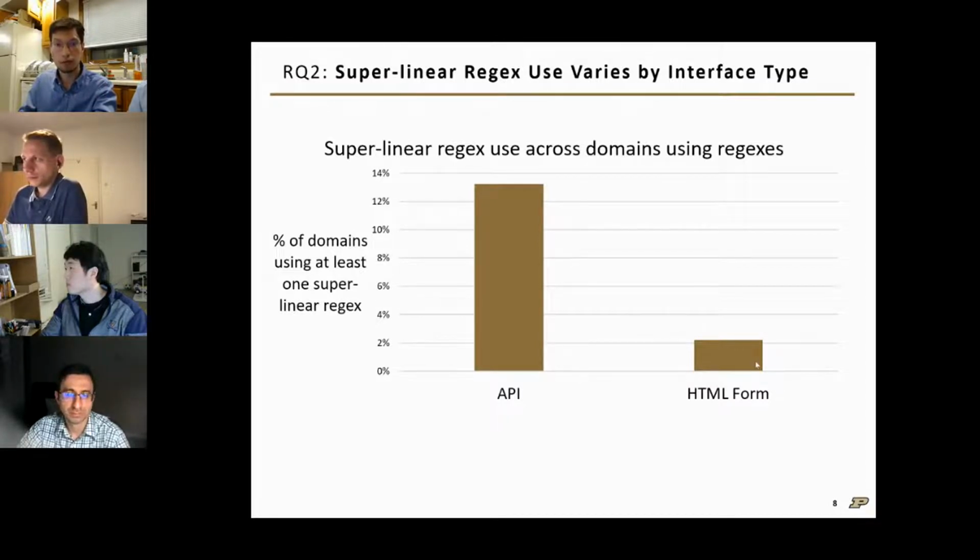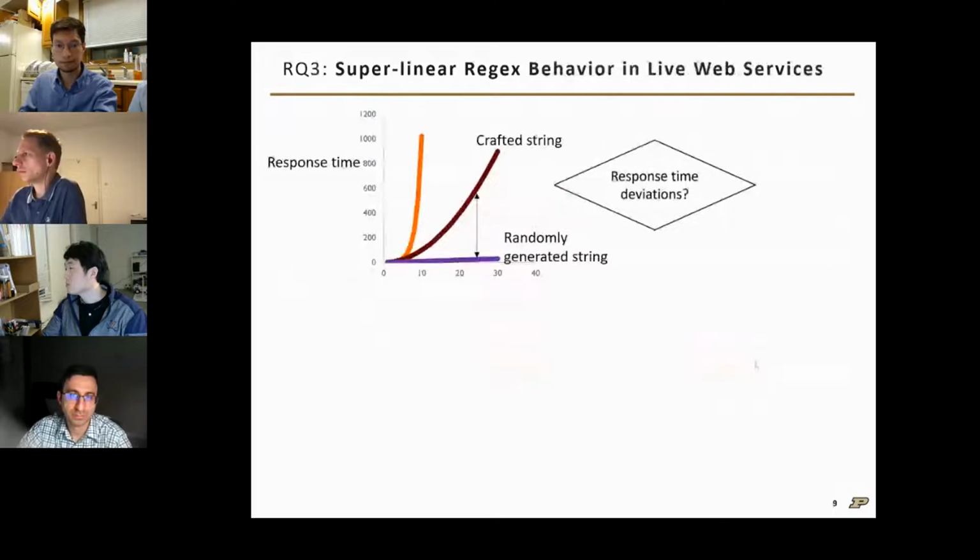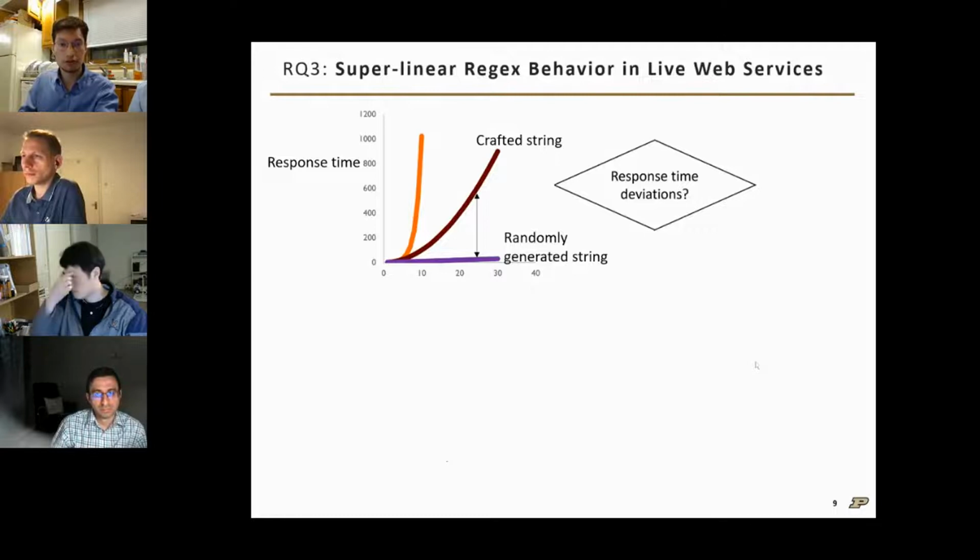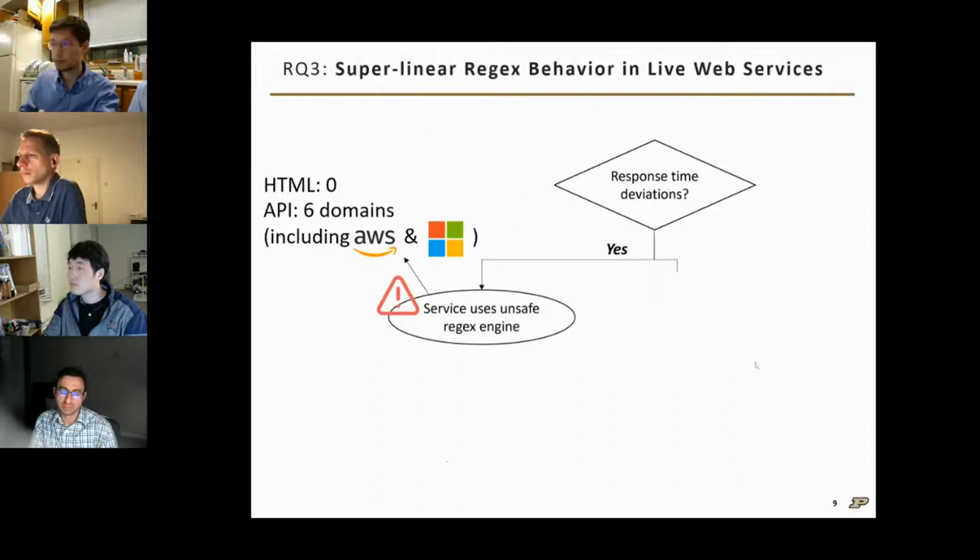Now we run probing experiments on these domains. We probe each service by following Staicu and Pradel's methodology by sending them two types of requests. One type of request includes strings which are expected to trigger the superlinear behavior of the regex. We calculate the difference between the response times to see if we produced superlinear behavior on the server side. If we observe the difference, we conclude that there's a ReDoS vulnerability. We found 6 domains with ReDoS vulnerabilities, including AWS and Microsoft. The vulnerabilities have been patched since.